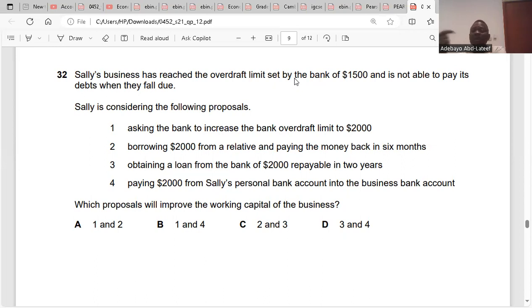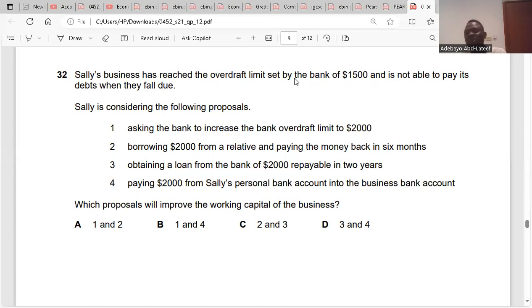Two, borrowing 2,000 from a relative and paying the money back in 6 months. It's a bit difficult to find a relative to give you such an amount, and you are even having issues paying a short-term loan. So how are you going to be able to pay in 6 months, which is another short term? So it is not a good idea. So 1 and 2 are out.